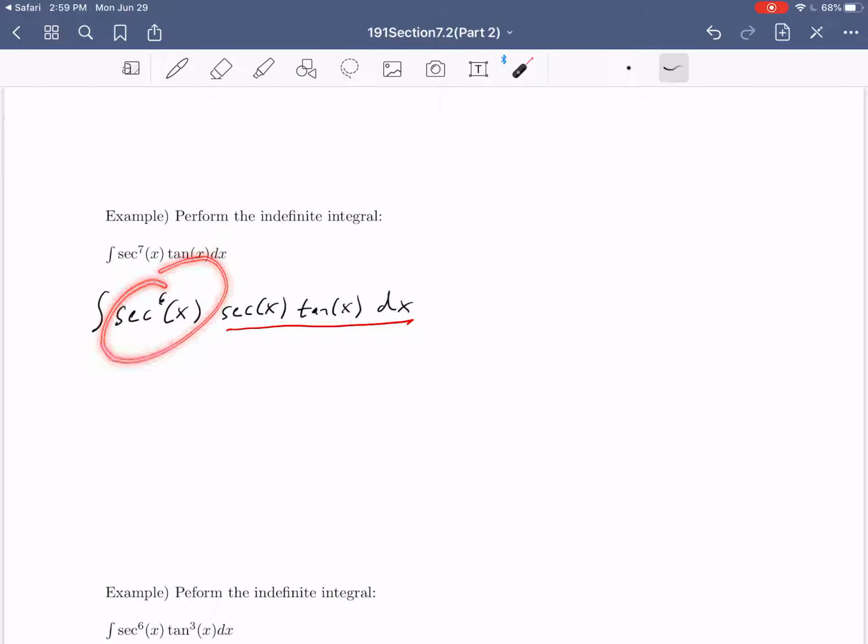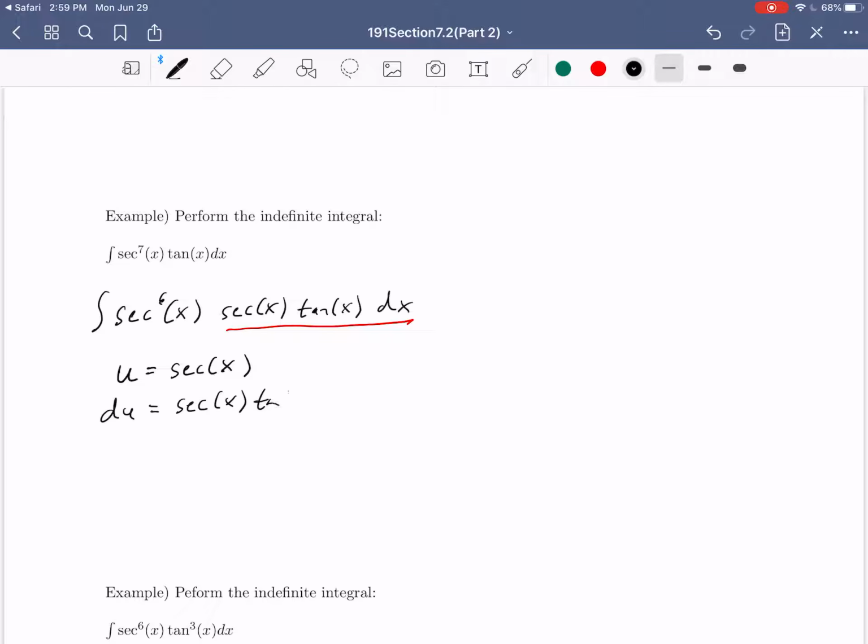Notice now everything else remains in terms of secant. So we can do u equals secant x. And then the du would be secant x tan x dx, which is exactly what we have there, which is why we saved it. So let's go ahead and actually do our substitution then.